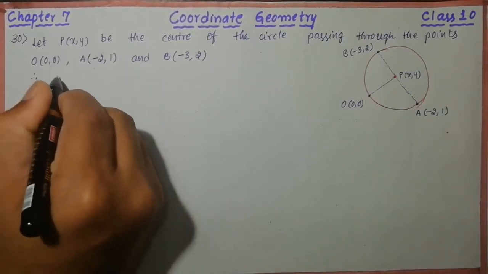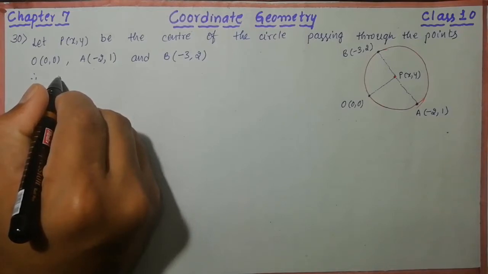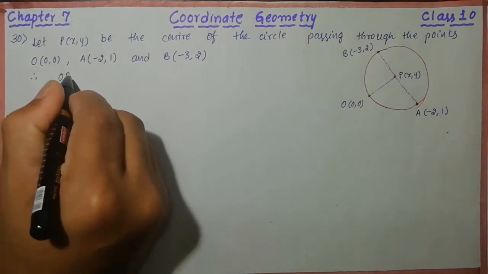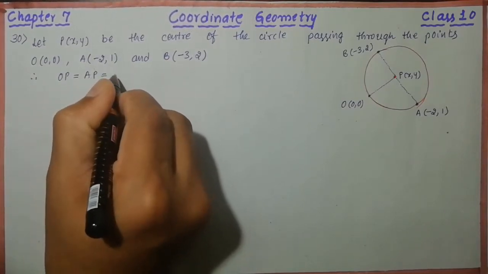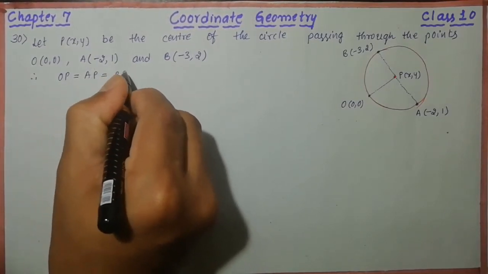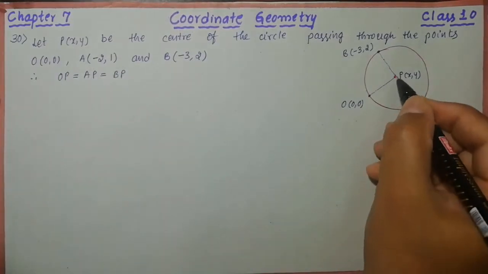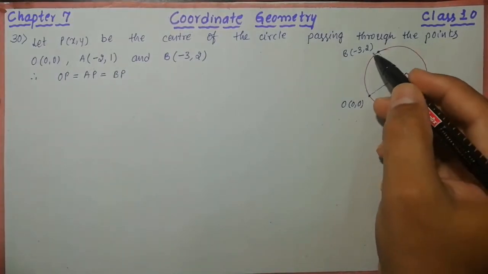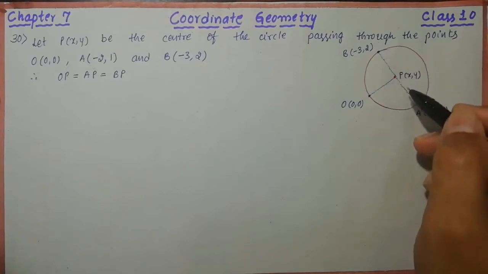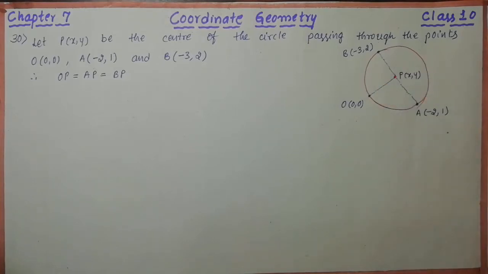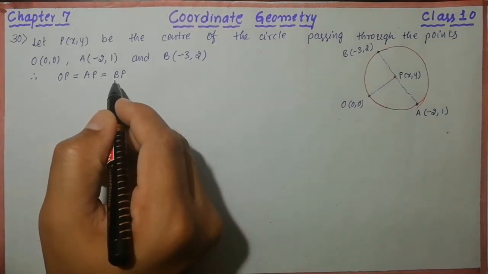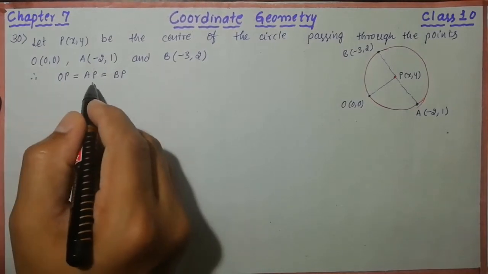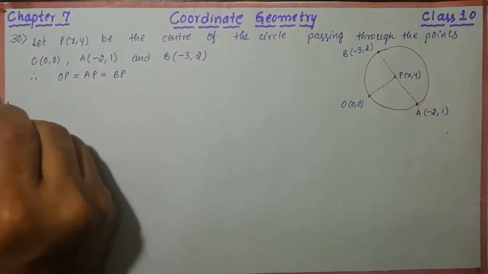Therefore OP is equal to AP is equal to BP. P is fixed, P should be the center. OP, AP and BP, all the three are equal. Now the next thing is, among these three equalities I'm going to consider only two, the first one and the second one.